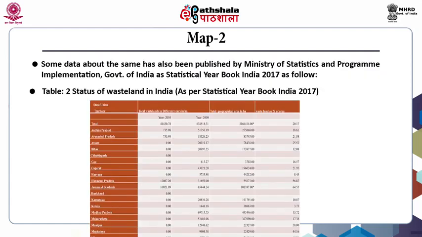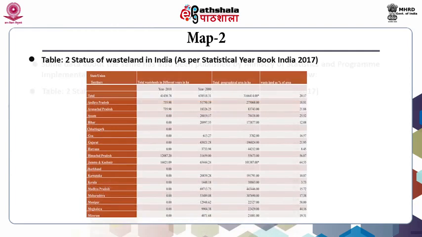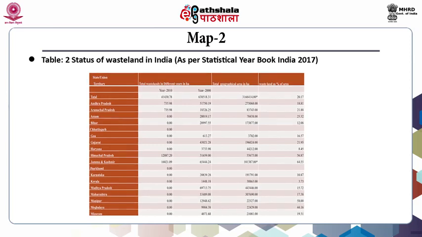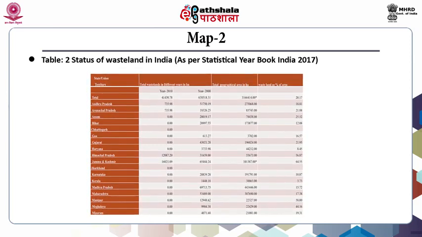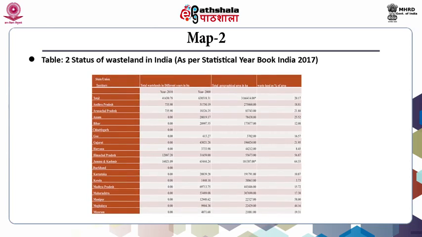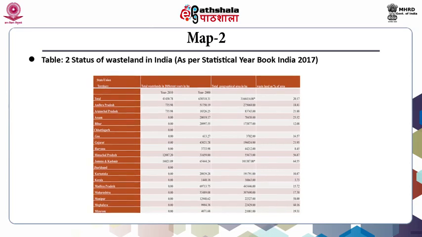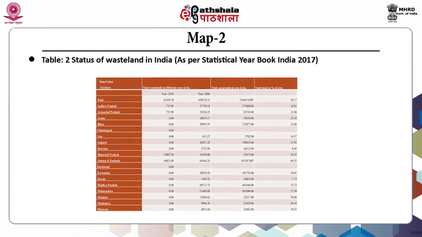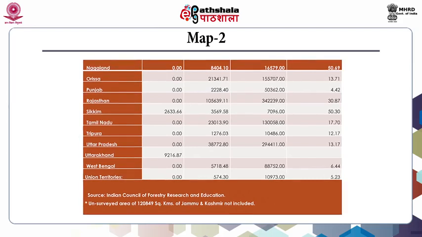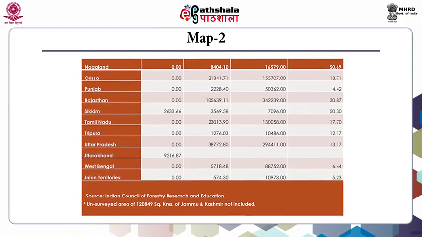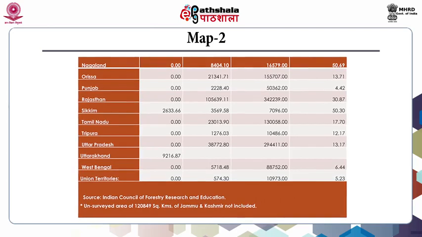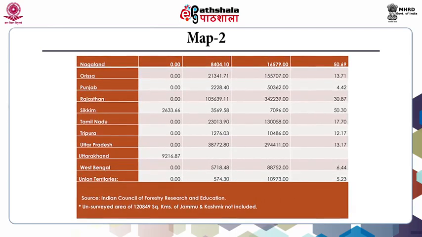Some data about the same has also been published by the Ministry of Statistics and Programme Implementation, Government of India, as Statistical Yearbook India 2007. Here we can see in the table the total land in 2010 and in 2000, the total geographical area in hectares, and wasteland as percent of the area in different states during the different years. The next table shows the state or union territory, total wasteland in different years in hectares, total geographical area in hectares, and wasteland as percent of the area.